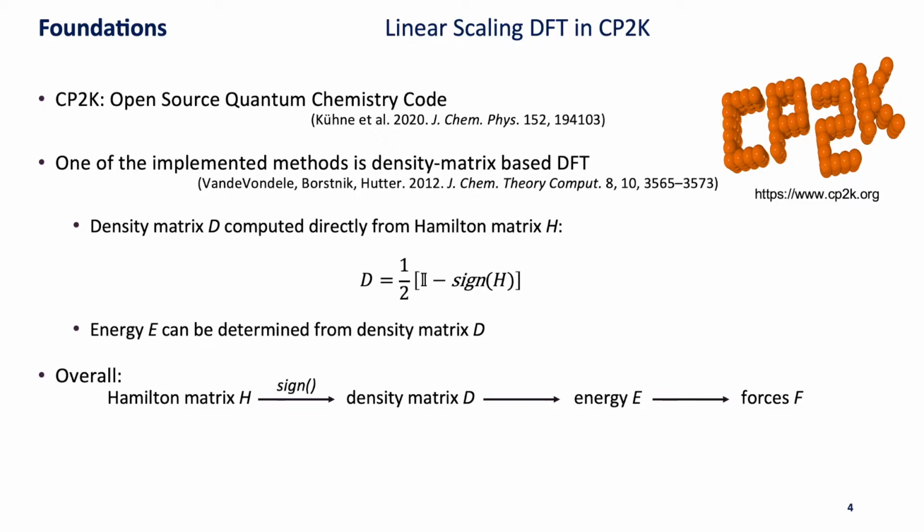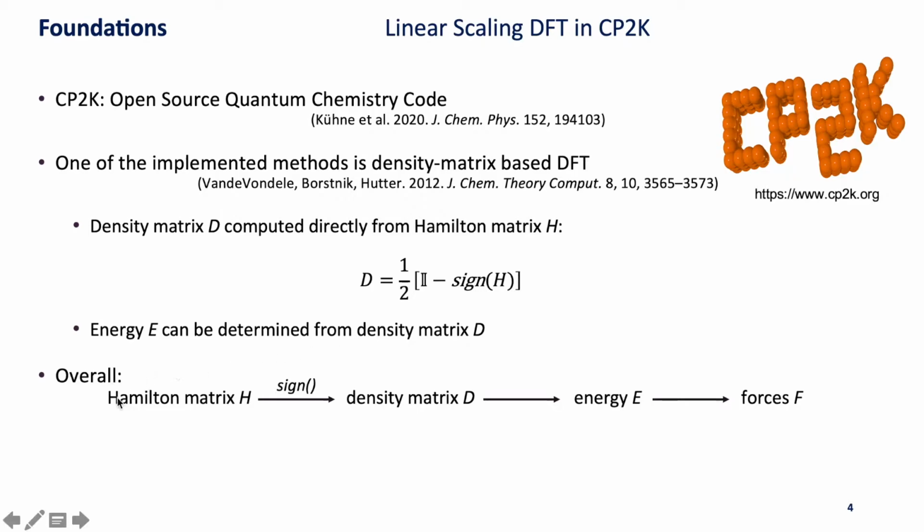As I already said, we use CP2K. So this is an open source quantum chemistry code that implements lots of methods and also linear scaling DFT. In particular, it implements the density matrix-based DFT. The approach here is that we compute the so-called density matrix D directly from the Hamilton matrix H with this sign operation here. And from the density matrix, we can then determine the energy that we were interested in.